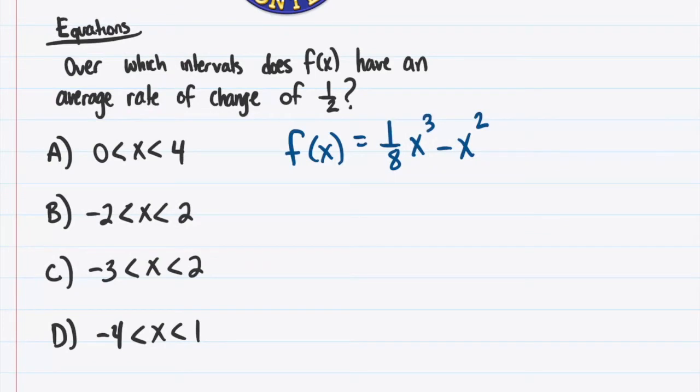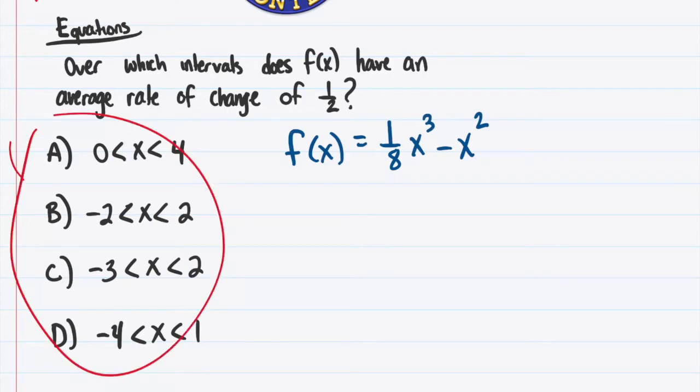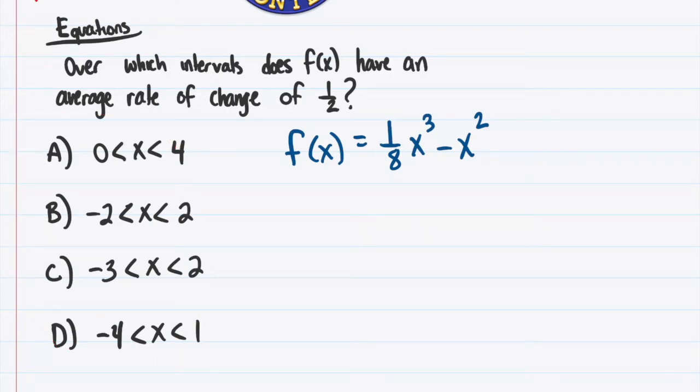Now we're talking about equations, guys, and they're asking you over which of these intervals do we get an average rate of change of positive 1/2, and they give you the function. Well, for this one, it's actually very simple if you know how to use your tools correctly.